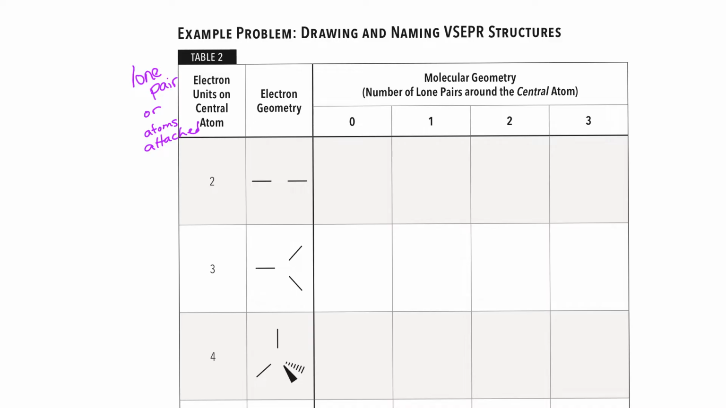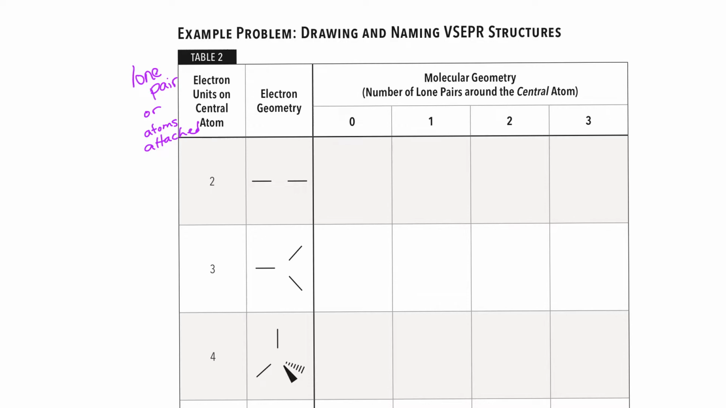For our electron geometry, this is going to be looking at all of the atoms attached and all of the lone pairs on our central atom when we are coming up with this name. For our molecular geometry, this is going to shift around based on the number of lone pairs, but it's coming up with its name based on only the atoms that are attached.